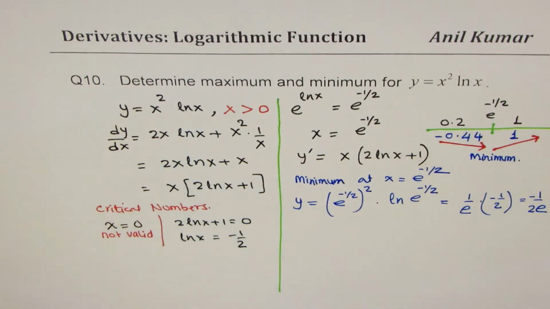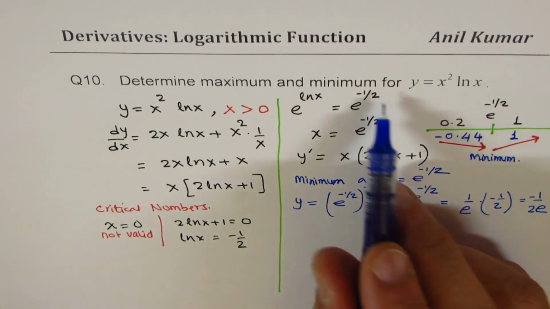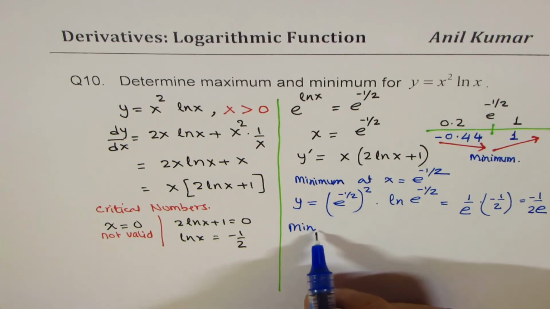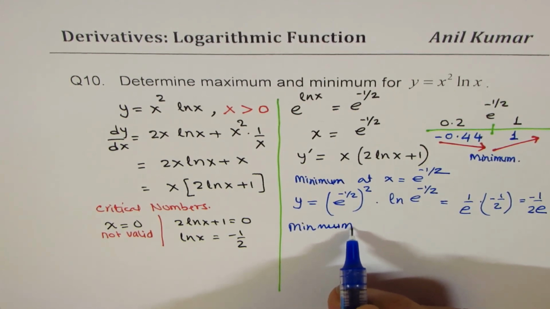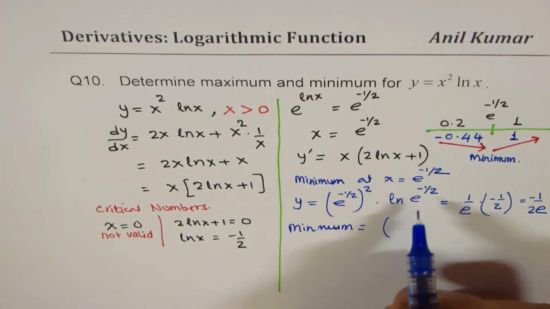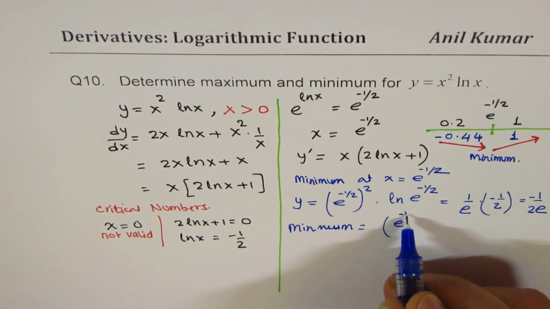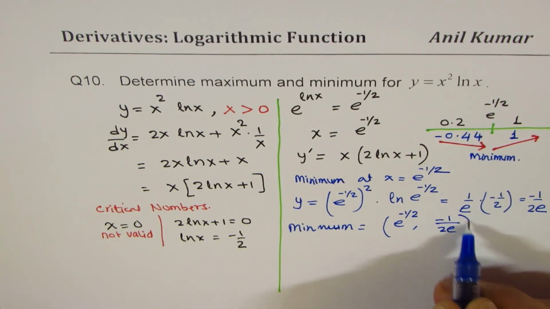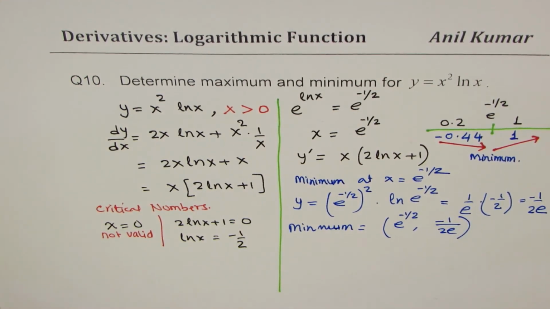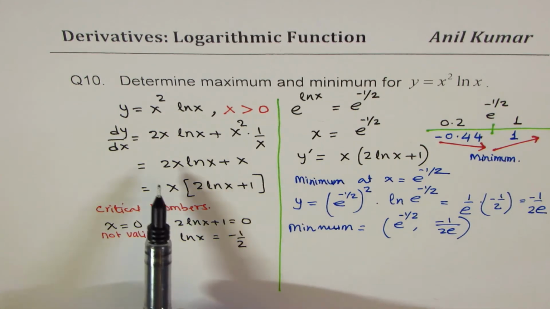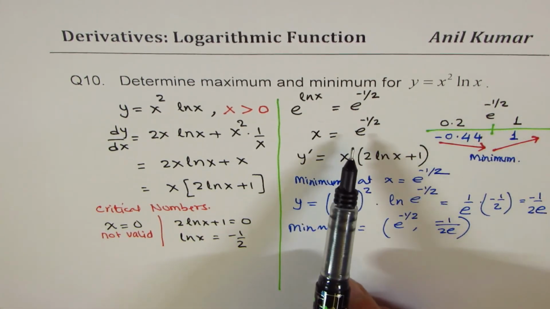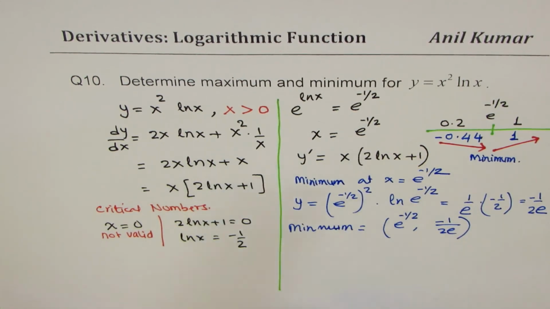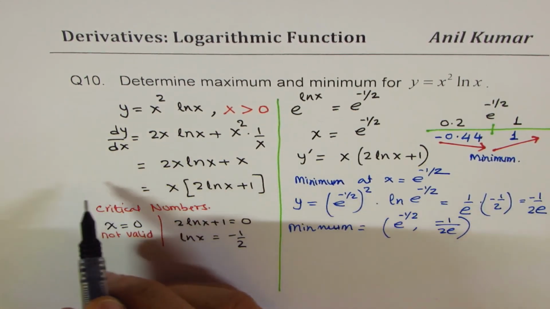So the value is negative 1 over 2e. So in this case, we have an absolute minimum. We didn't really check for that. So the minimum is at the coordinates e to the power of minus half, and the y value is minus 1 over 2e. Perfect. Now some of you could actually find the second derivative and then check at the critical number, which is e to the power of minus half. So you could do that also. I didn't do that, but you could do the second derivative.